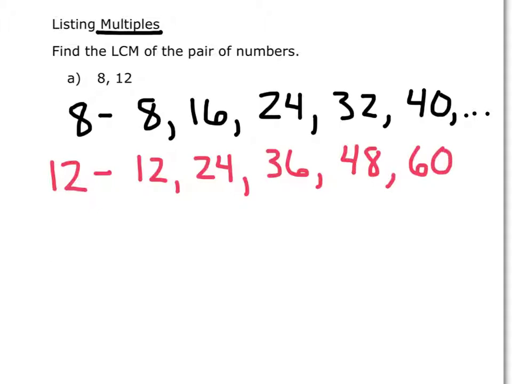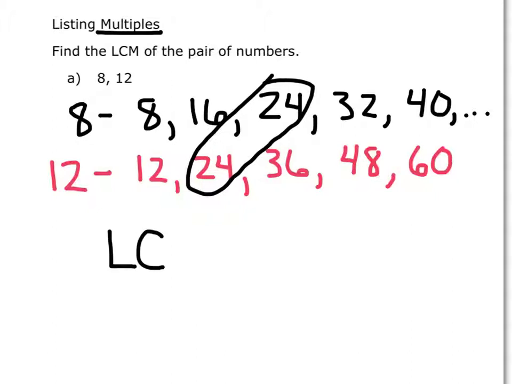Now, you don't have to make your lists this long. Once you see a match, that's when you can stop. So right here, I could have stopped at 24 because right there is my first match. Okay, and your first match is going to be your least common multiple because your first match is going to be the smallest. So in this case, the least common multiple equals 24.